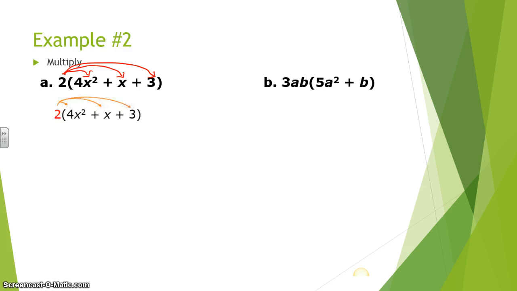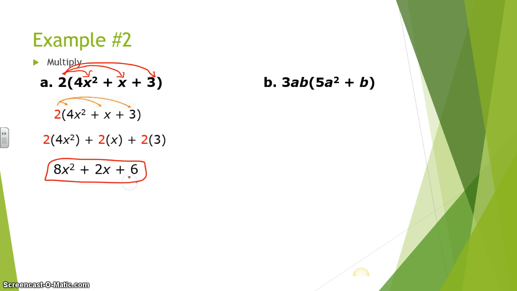So notice how we distribute. I showed the arrows. Here's how the distribution takes place. And then we have that 8x squared plus 2x plus 6, and this will be my final answer for A.